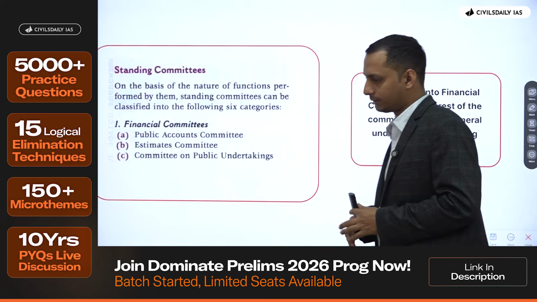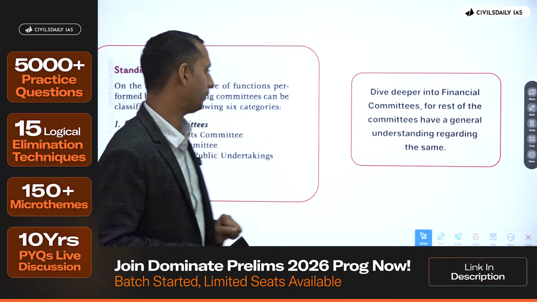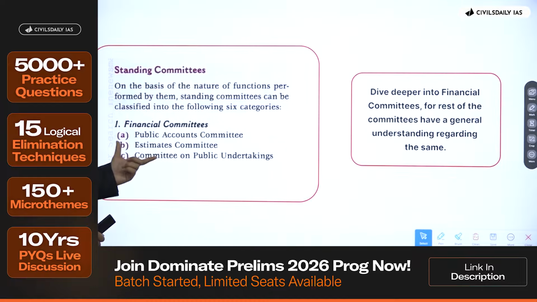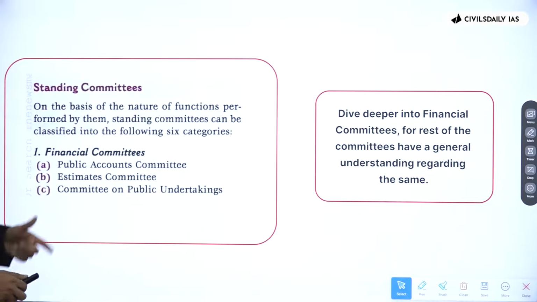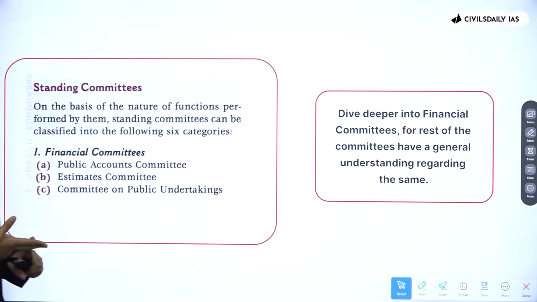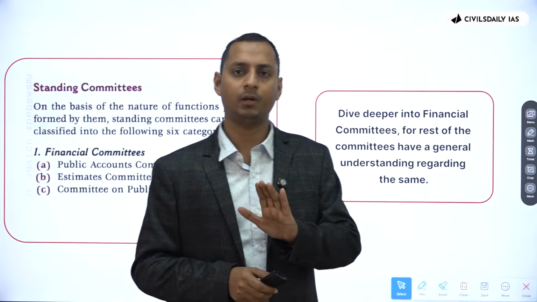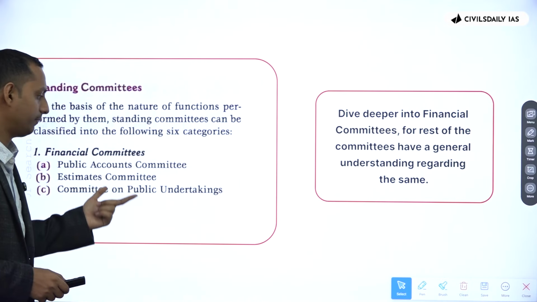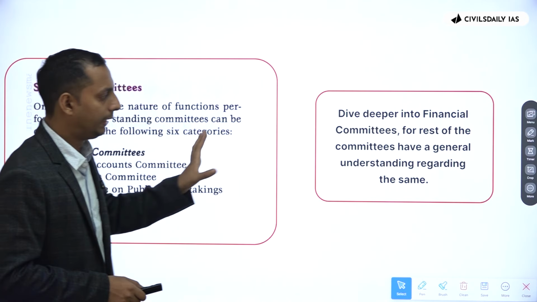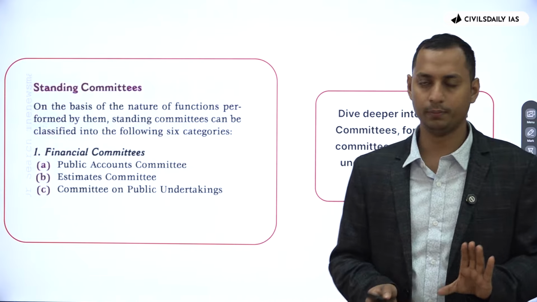Now, what you need to do is, with respect to standing committees, they are the most important committees, right? We have three financial committees under standing committees: Public Accounts Committee, Estimates Committee, and Committee on Public Undertakings. Now, you need to dive much deeper with respect to all these financial committees. And for the rest of the committees, just a very general understanding is required.